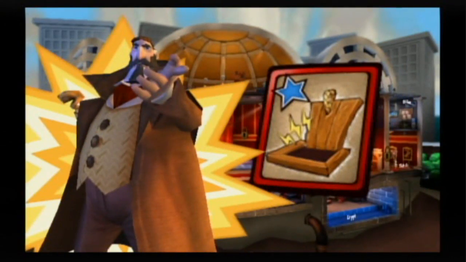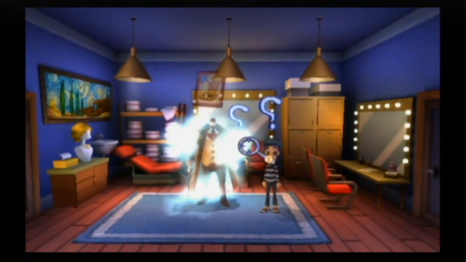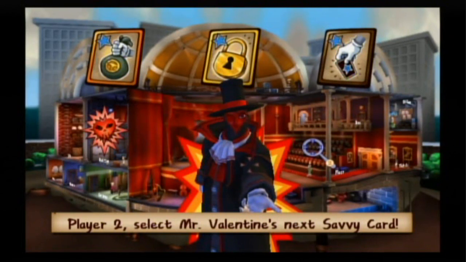So if you don't want to play the story mode, there's a party mode. And that's where things can get really fun. You can play a competition, 1-on-1, 2-on-2, or a cooperative mode where you try and find the suspect together.